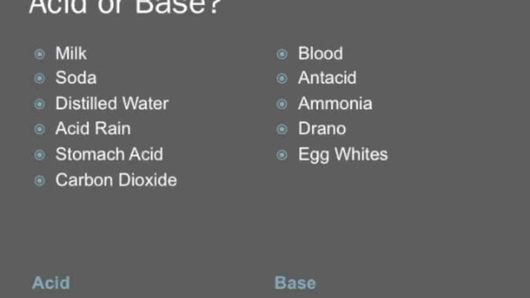Some common acids are milk, soda, distilled water, acid rain, stomach acid, and carbon dioxide. And some bases would be blood, antacid, ammonia, Drano, and egg whites. And you'll notice they are all common things, not just found in a lab.